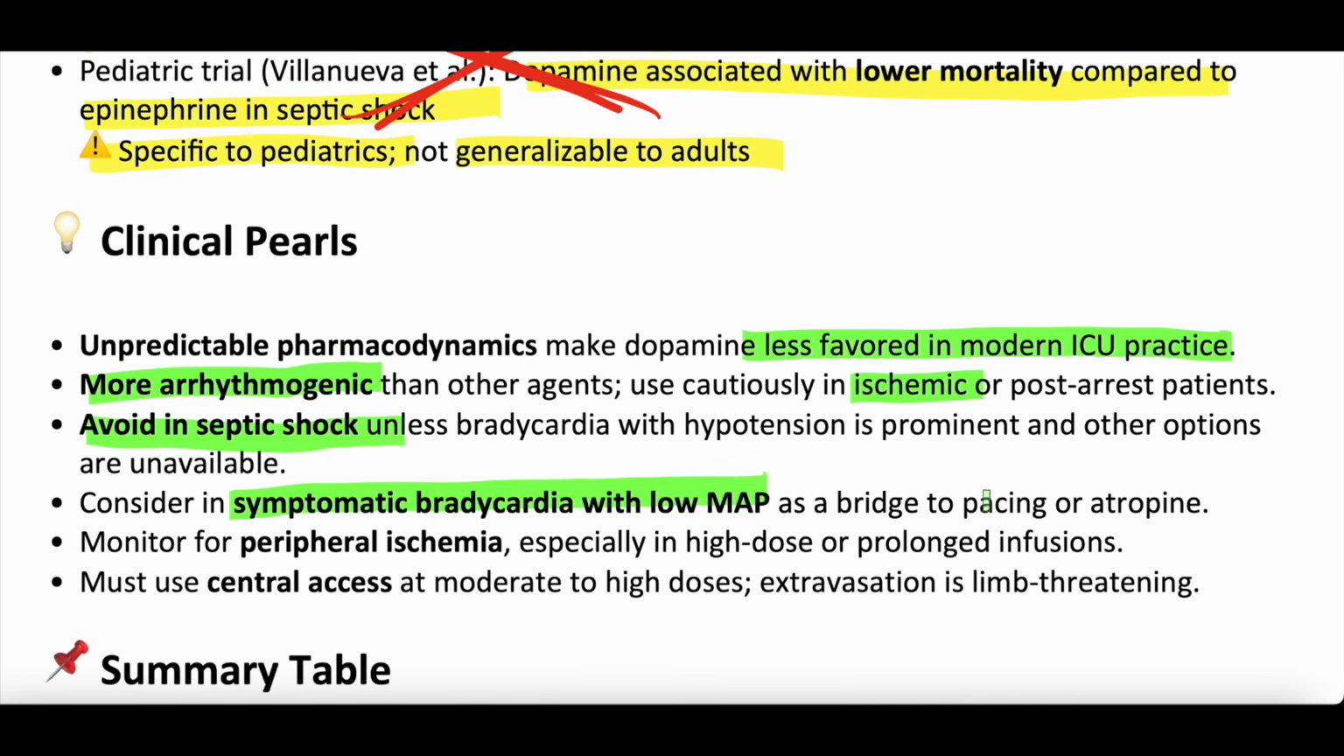That's not unreasonable, although we usually use epinephrine instead. If you are using dopamine, watch out for peripheral ischemia, and central access is key, especially at moderate to high doses, because extravasation can be limb-threatening.